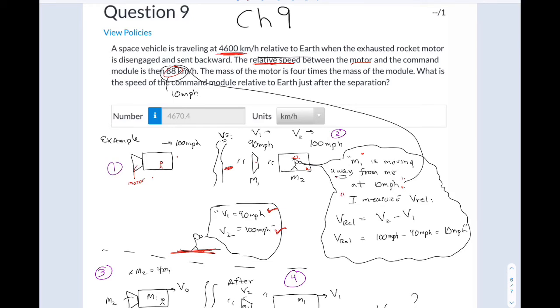So this person says, I measure the velocity of the module relative to me as 100 minus 90. So it's V2, that's what this person measured on the ground, minus V1, that's what the person measures for the other one with respect to the ground. So that's how I'm arguing what that number is. I use the example of 100 miles an hour, 90 miles an hour. The relative difference between them is 10. The relative difference between them here is 88 kilometers per hour.